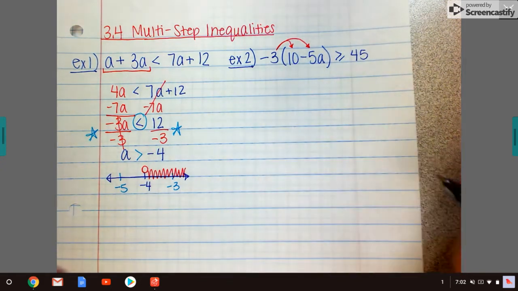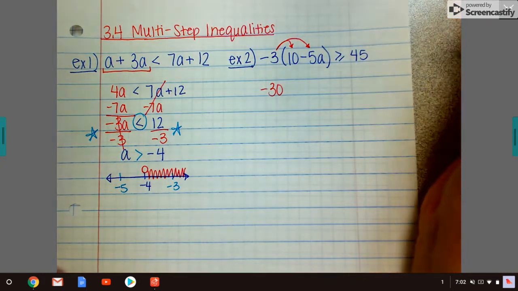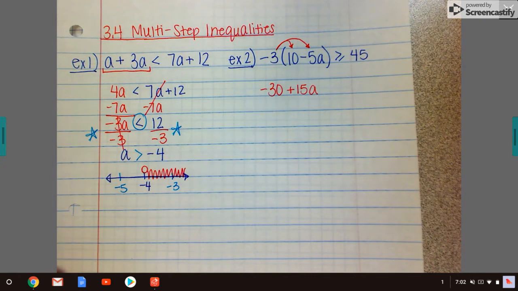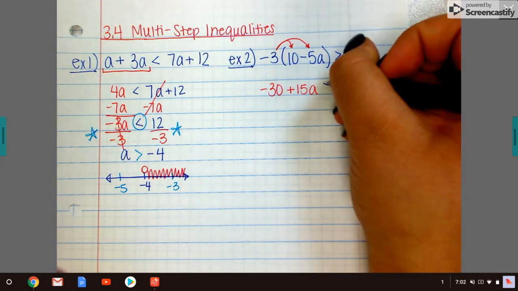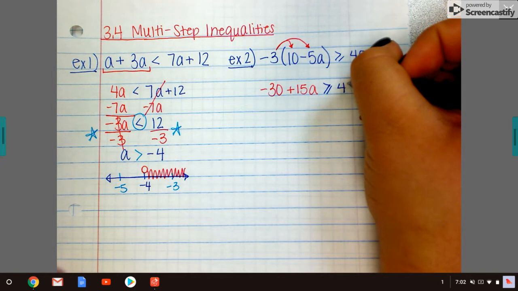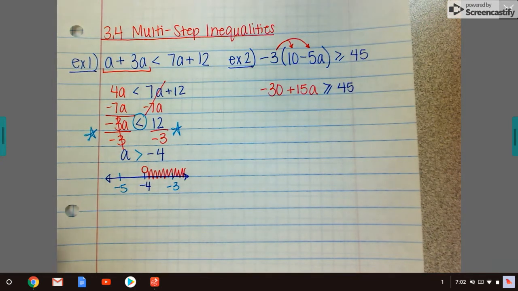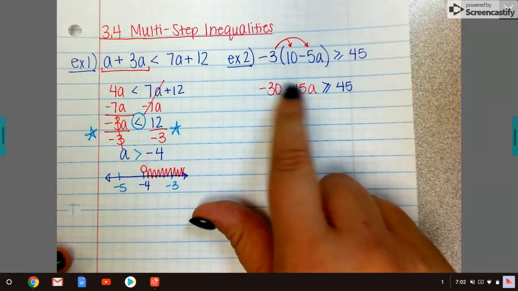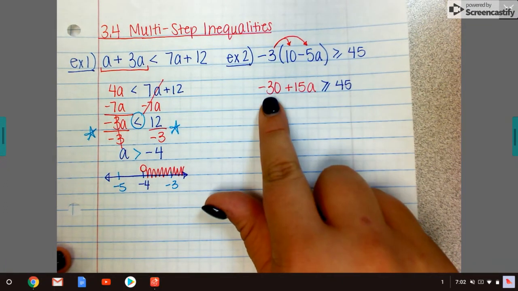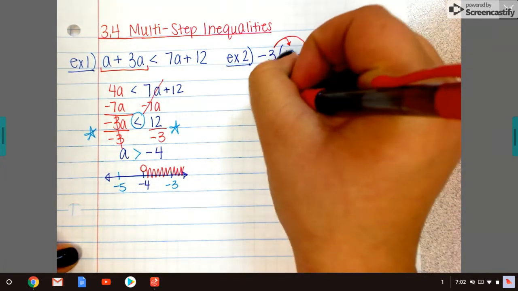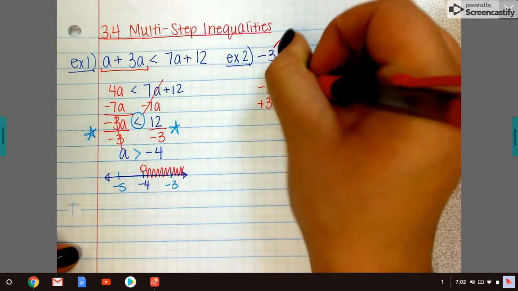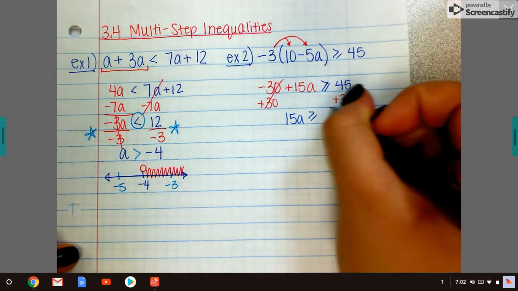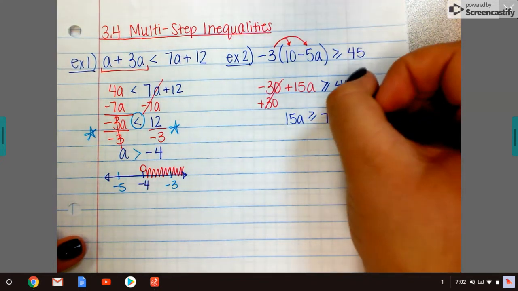So my first arrow, negative 3 times 10 is negative 30. And negative 3 times negative 5 is positive 15a. And the rest will drop down. All right, this is a 2-step equation now, so I want to get all the a's on one side. They already are, so let's get all the numbers to the other side as well. Let's add 30 to both sides. And then everything else can drop down, my 15a, my inequality, and I can solve here to get 75.